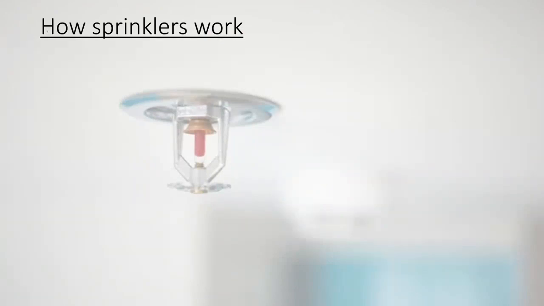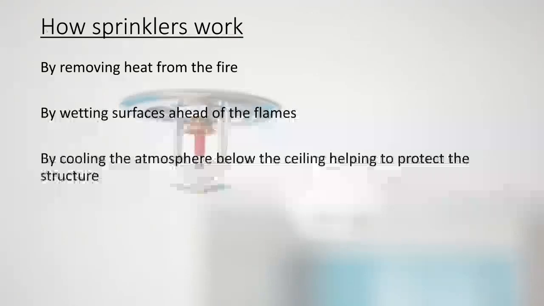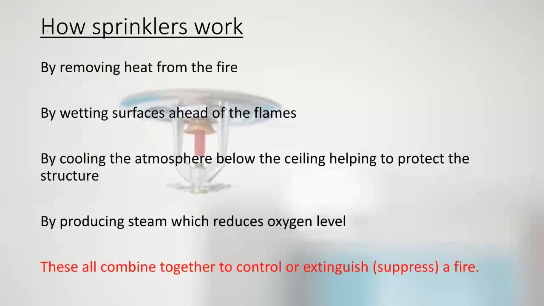Now, while we're talking about that, I just want to run through how sprinklers work. They work by removing heat from the fire, wetting the surface ahead of the flames, cooling the atmosphere around the ceiling to help protect the structure, and producing steam which will reduce oxygen level. These all combine together to control or extinguish a fire.